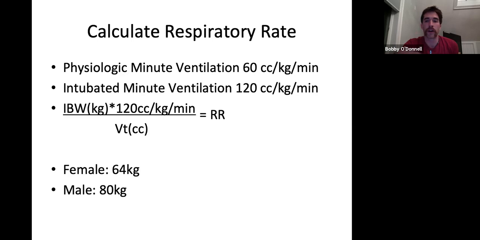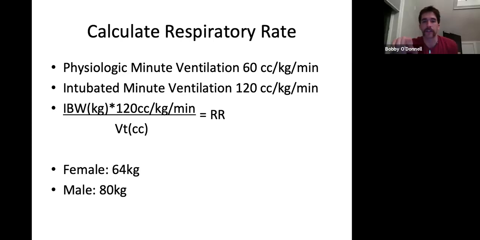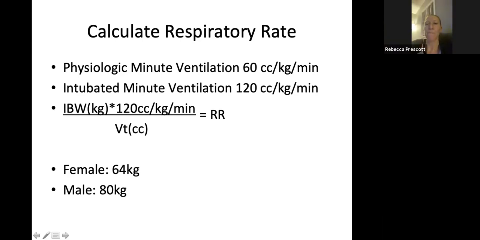We already know our calculated tidal volume, so that's how much they're getting with each breath. If we divide what they should be getting in a minute by the volume they're taking with each breath, that gives us how many times a minute they should be breathing. Does that make sense? Yeah. It's the same thing if you reverse the formula: if you knew their respiratory rate and their tidal volume and multiplied them, that would give you their minute ventilation. Okay. Cool.